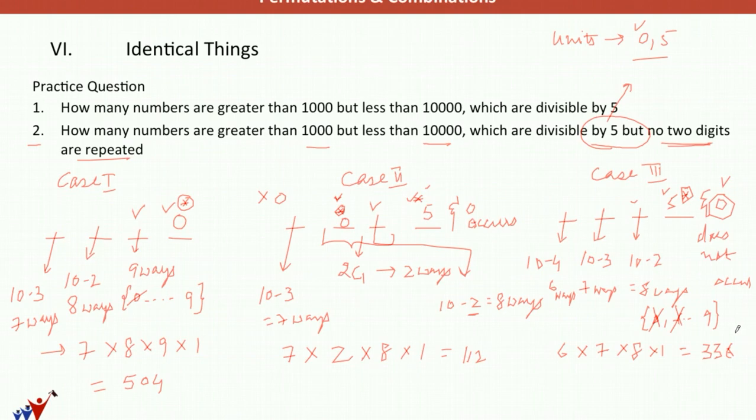So what is my final answer? It will be obtained by adding all these numbers. I have 336 numbers for case 3, 112 for case 2, and 504 for case 1. So when you add all of them, you'll get 952 numbers. So this is my answer to the second question here.